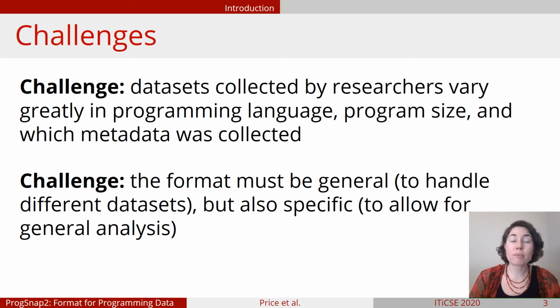We have built a data format that prioritizes both the data producer, with a range of options for representing different snapshot types, and the data consumer, with a minimized number of specialized features. This makes it possible for researchers to gather several datasets from different contexts and run a single analysis method on them. First, we'll tell you a little bit about the ProgSnap2 format and how it works.